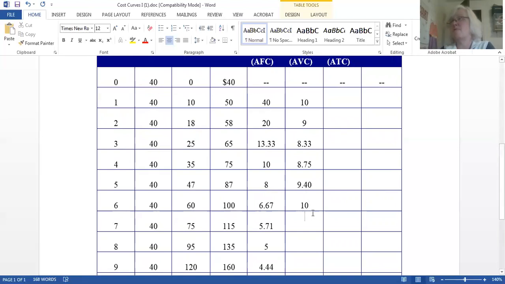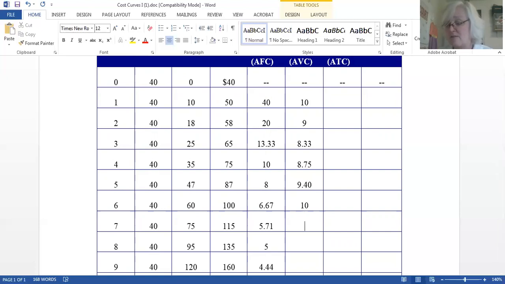Okay. I'm going to stop for a second. Notice what's going on with my average variable cost. Whereas my average fixed cost fell everywhere, my average variable costs fell 10, 9, 8.3, and then started to go back up again. So it reaches a minimum and then starts to rise. 8.75, 9.4, 10. So your hypothesis would be that the 7th unit is going to be higher than 10. And let's see if we're right.